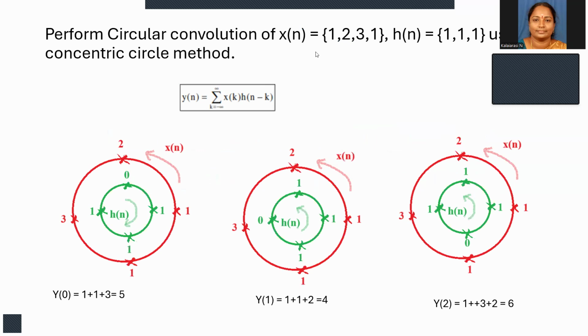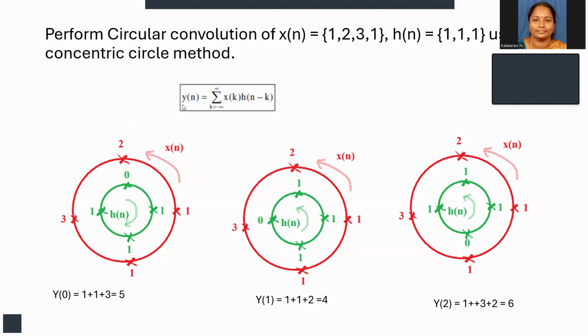So h of n and x of n can have different numbers of samples and you can still process them. But in circular convolution, the number of samples should be equal in both sequences. In the first sequence I have 4 samples, but in the second sequence only 3 samples. So I should add a 0 at the end to make the number of samples equal in both sequences.